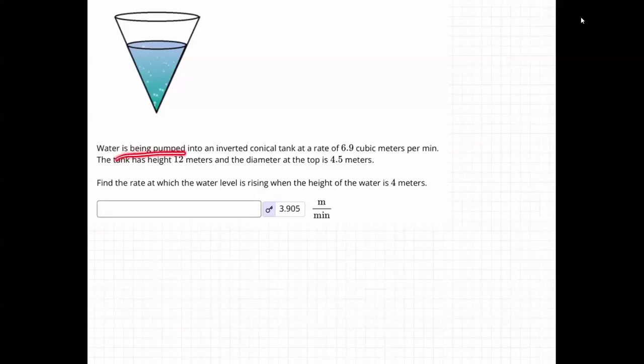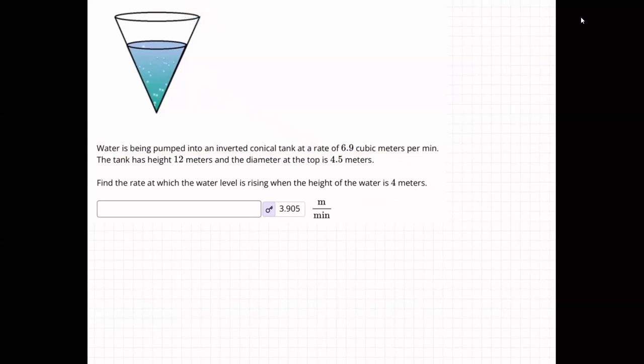Okay, on this one, water is being pumped into an inverted conical tank right there at a rate of 6.9 cubic meters per minute. The tank has a height of 12 meters, diameter at its top is 4.5. Find the rate at which the water level is rising. Okay, so you get the deal, right? Water is being pumped into that tank and the water level's rising.